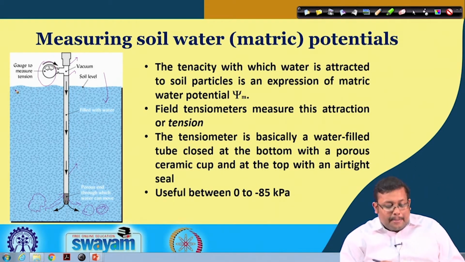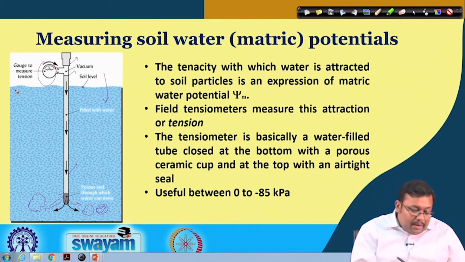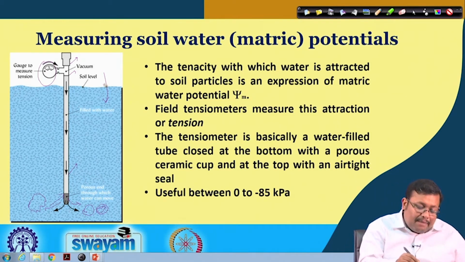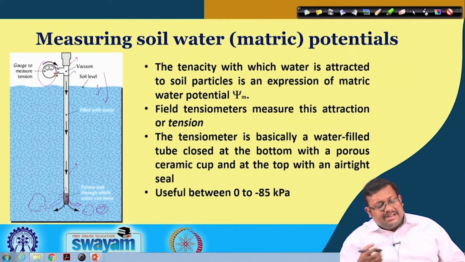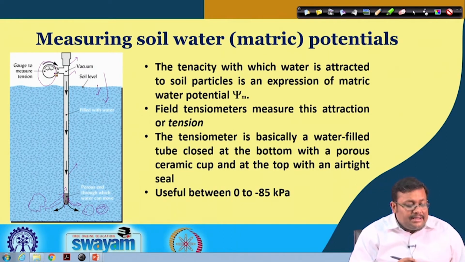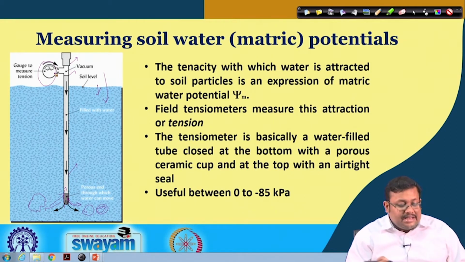Vice versa, when we are applying irrigation water, the excess water will move towards the porous cup and go inside the tensiometer through it, and as a result the vacuum will be adjusted and the gauge tension will be measured again by this gauge. So this is the working principle of this field tensiometer.